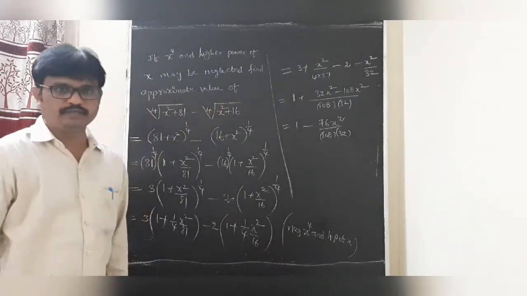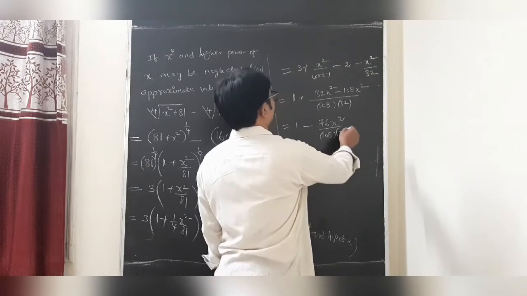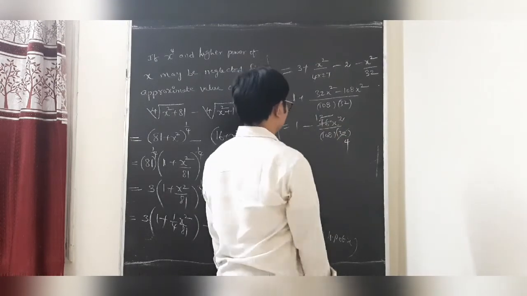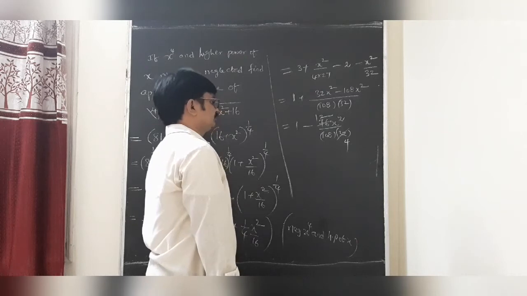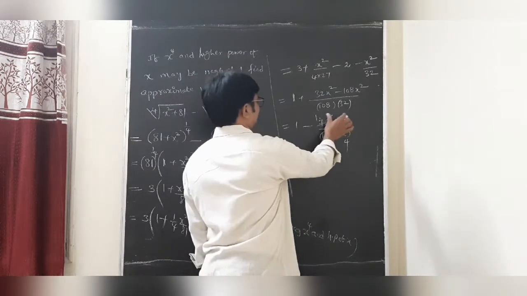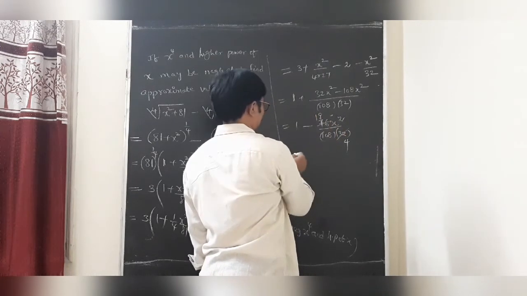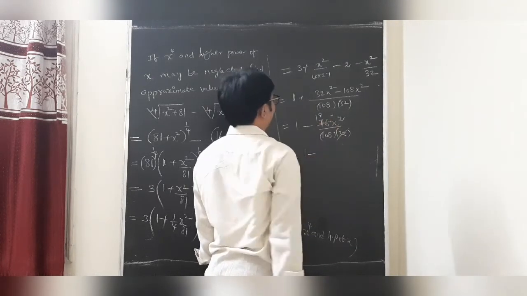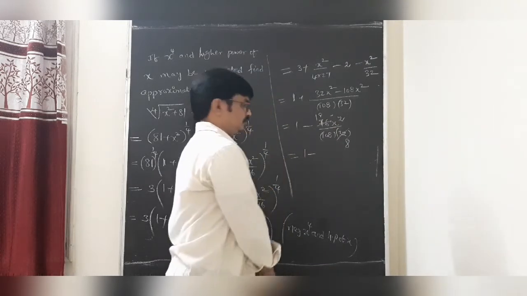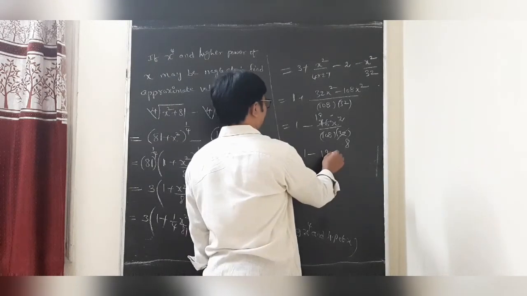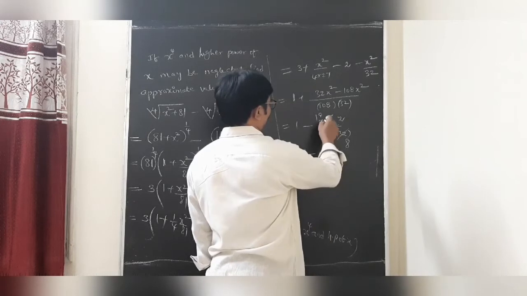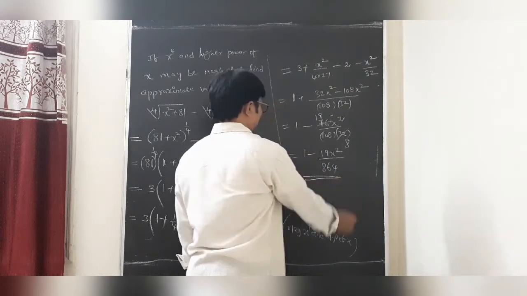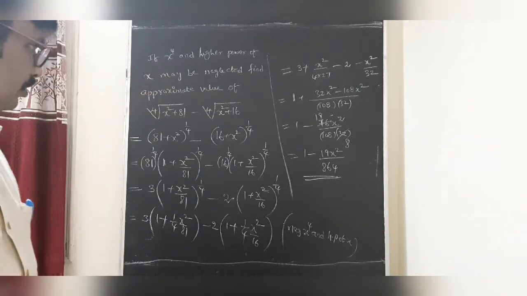Now dividing by 4 and by 8, sorry students, this is 4 1s are 4, 4 9s are 36, and 4 8s are 32. Now this is 19x² by 4 9s are, 4 8s are, 8 8s are 64, that is 864. So 1 minus 19x²/864 is the required answer.